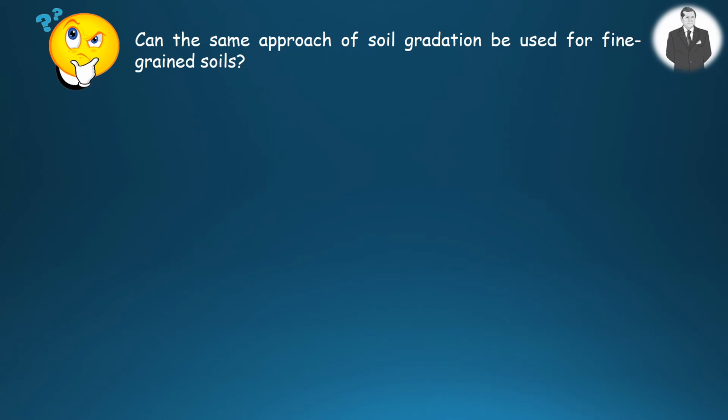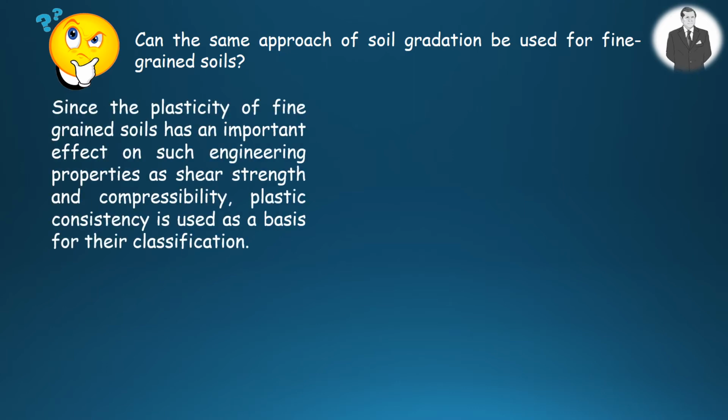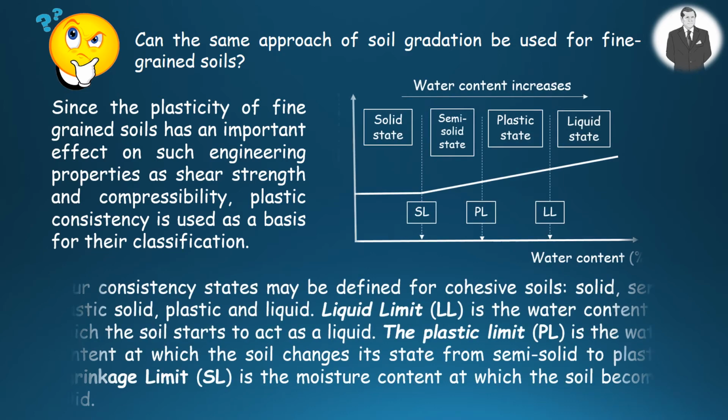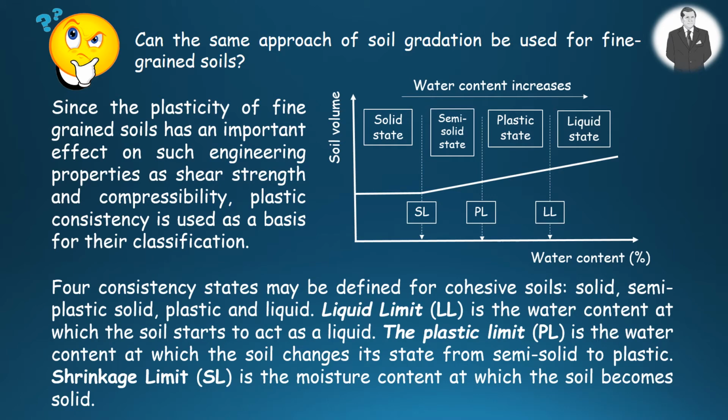Another question is, can we use the same approach of soil gradation for fine-grained soils? No, we cannot, because the plasticity of fine-grained soils has a meaningful influence on engineering properties such as shear strength and compressibility. Plastic consistency is used as a basis for their classification. Four consistency states may be defined for cohesive soils as illustrated in the figure.